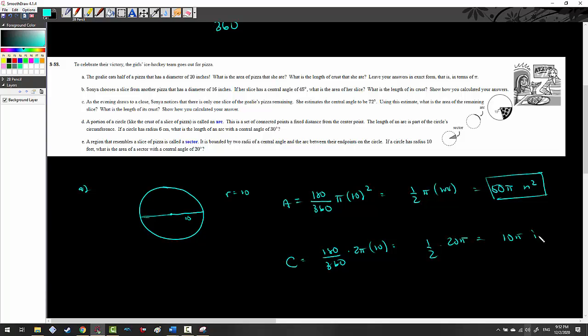And this time it's just going to be inches, because we're not talking about area anymore. We're talking about circumference, which is perimeter. Hopefully A made sense. Okay.